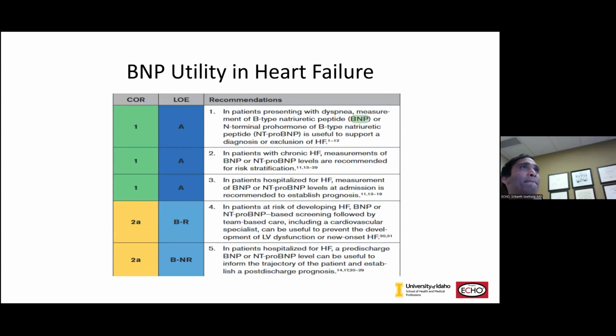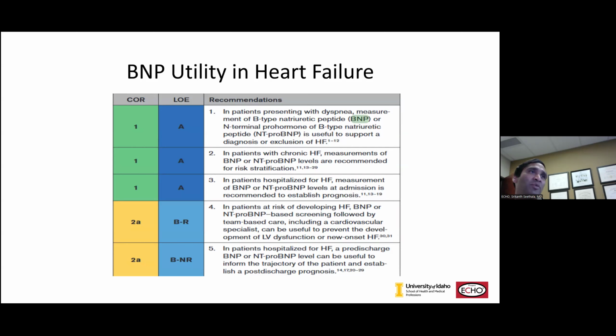Next slide, please. Then we all want to know about brain natriuretic peptide and the N-terminal pro-BNP. It is important to check it to diagnose or exclude heart failure. If the patient is getting admitted to the hospital for heart failure, it can help us establish the prognosis, and it also helps us with risk stratification. In patients who are hospitalized for heart failure, a pre-discharge BNP can be useful to inform the trajectory of the patient and establish a post-discharge prognosis.